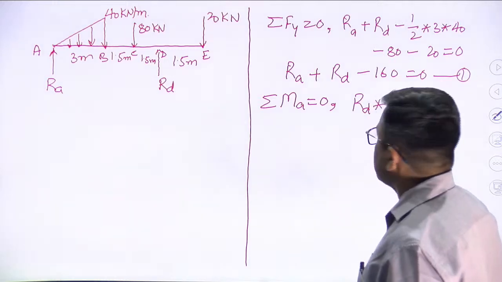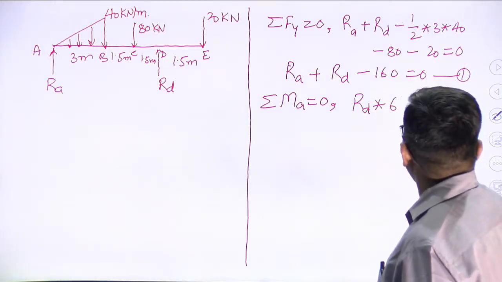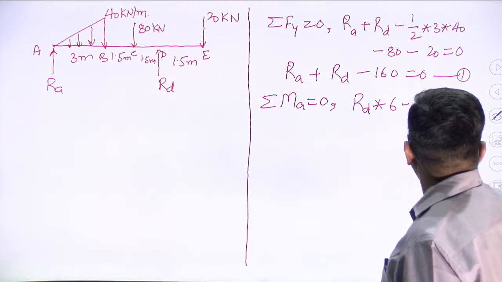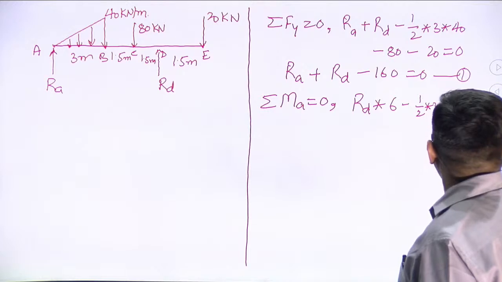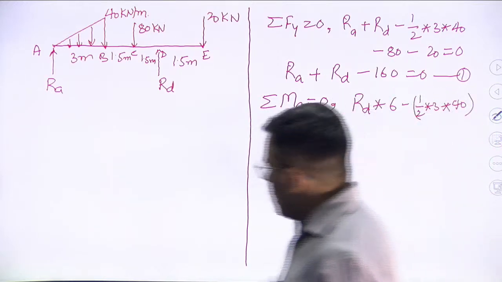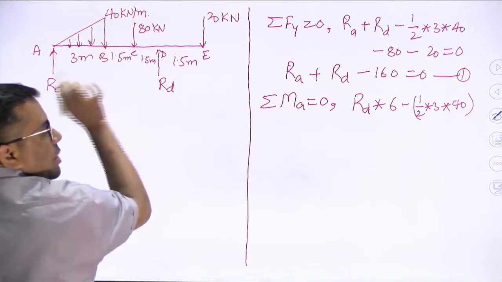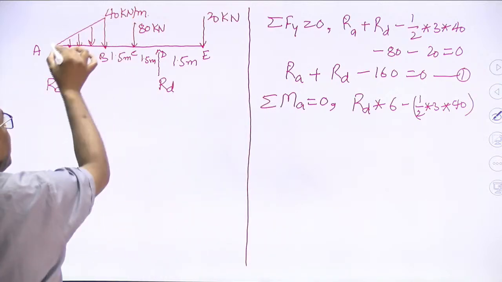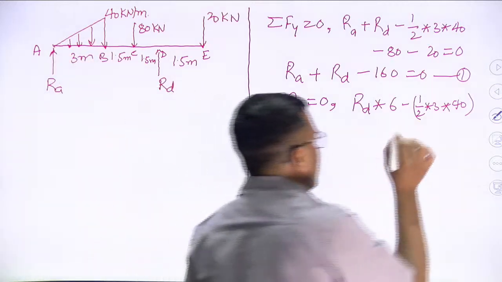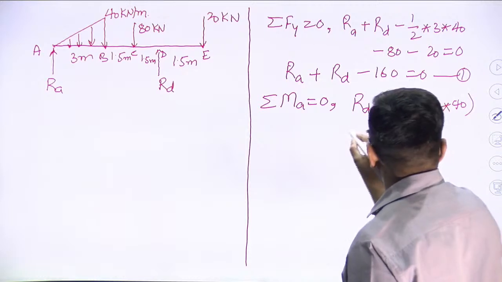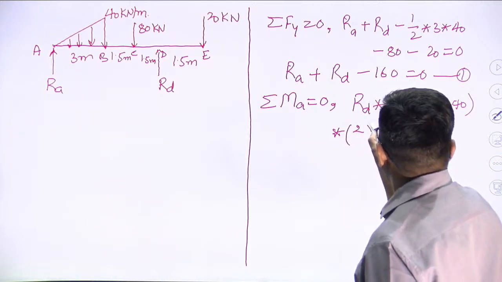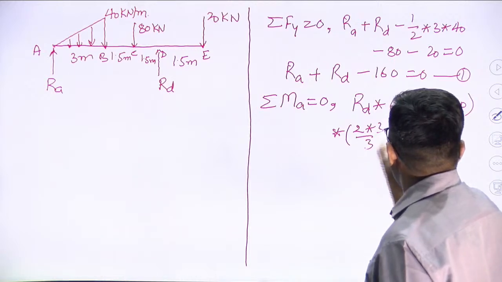RD into 6. Then I am considering the UVL; the load of the UVL is half into 3 into 40. How far is it from point A? Obviously this is the varying load, so it will act at 2L by 3 distance from point A. Here I am writing 2L by 3, which means 2 into 3 by 3.